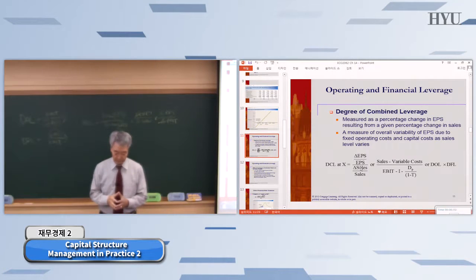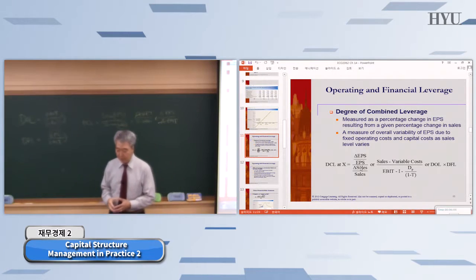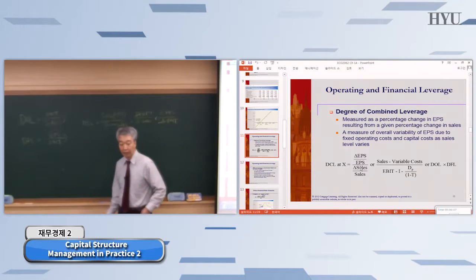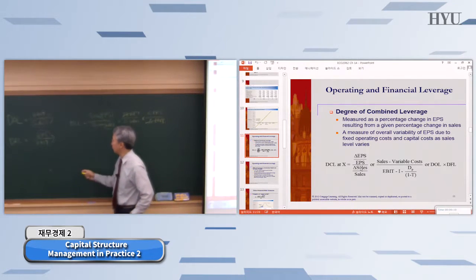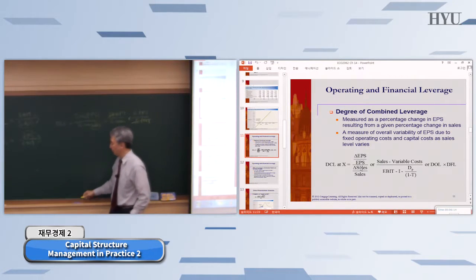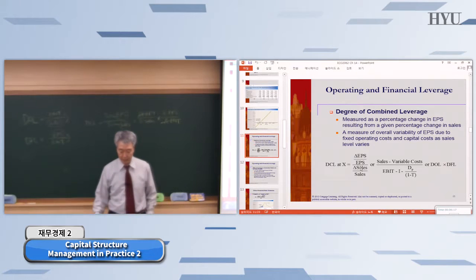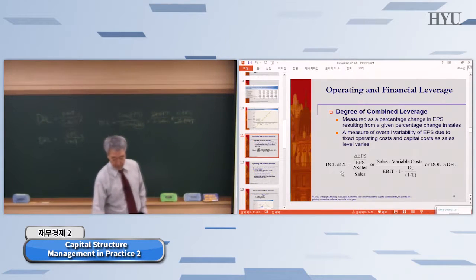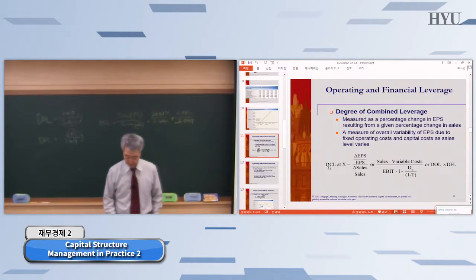Degree of combined leverage is again an elasticity, because we are talking about percentage change divided by percentage change. So we have to specify a certain level. Here, DCL at X, where X is a particular level of sales. At a particular level of sales, you can calculate DCL, degree of combined leverage.